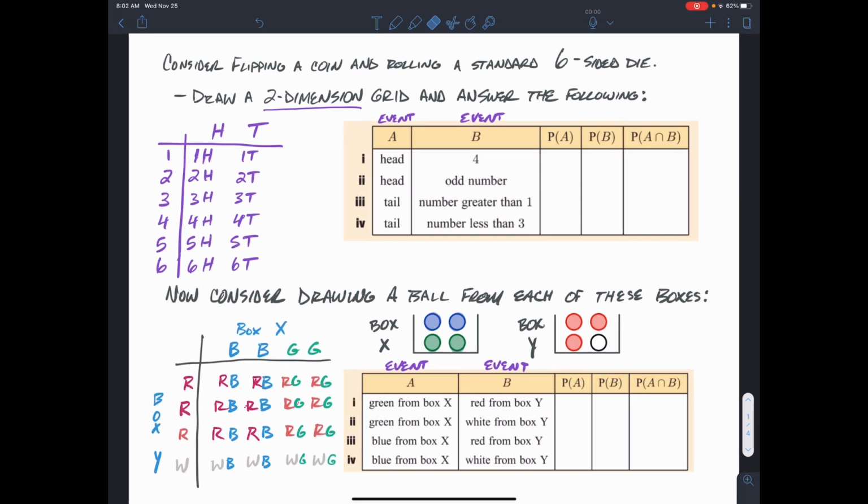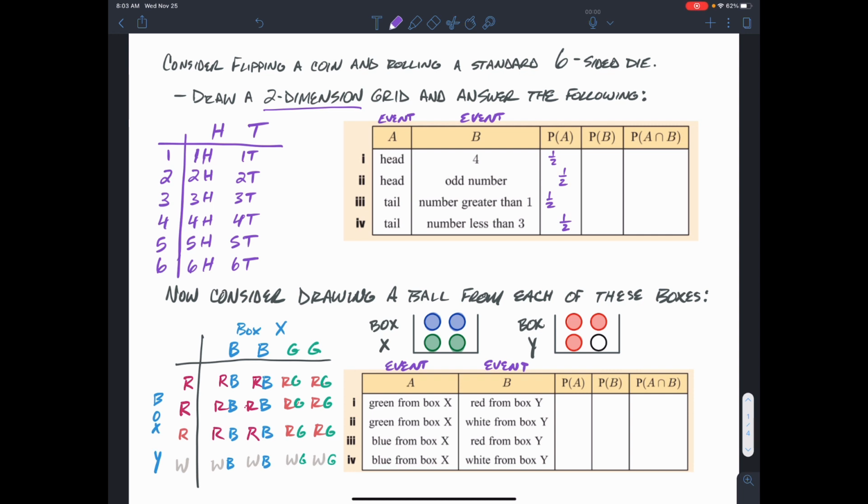So here, what I did for both of these is I've got the two-dimension grid filled in. Let's see, the probability of event A happening. Probability of event A is just this right here, flipping the coin. So we're gonna have a 1 out of 2 chance for each of these. I'm gonna stagger these a little bit so that they fit on the space there.